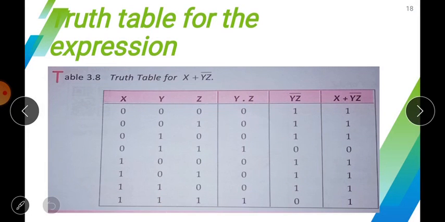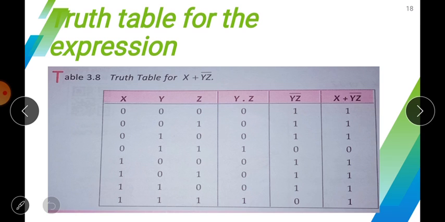Now the next is the truth table of expressions. This is an important topic for examination: how can you draw the truth table for any given expression. Before starting with this table, I just want to tell you a few points through which you can draw the truth table. First of all, you should know how many possible combinations there will be. For this, you should identify how many variables there are in the expression.